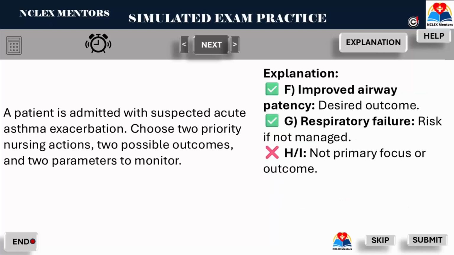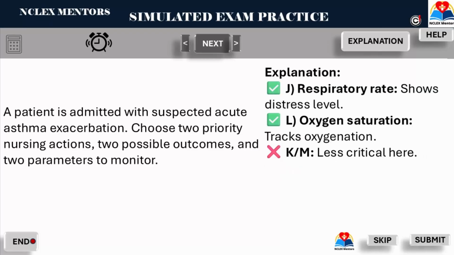Possible outcomes. F. Improved airway patency is the goal of treatment. G. Respiratory failure is a serious risk if exacerbation worsens. H. Pulmonary embolism, unrelated here. I. Decreased oxygen saturation indicates worsening respiratory status. Parameters to monitor. J. Respiratory rate indicates breathing effort and distress. L. Oxygen saturation shows oxygenation status and response to treatment. K. Blood glucose and M. Blood pressure are less directly related here.